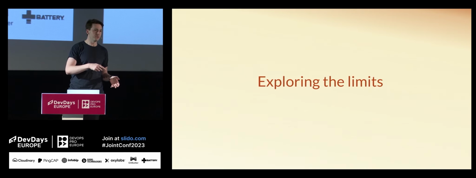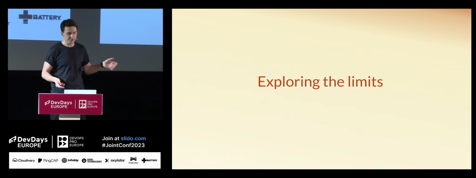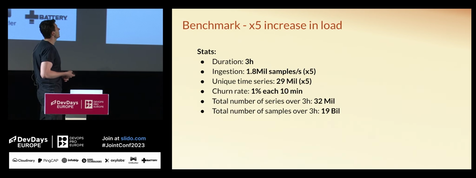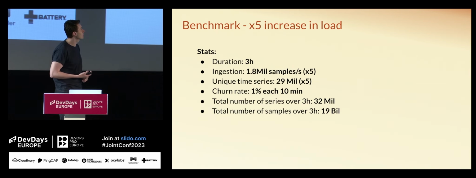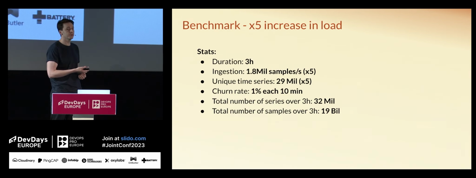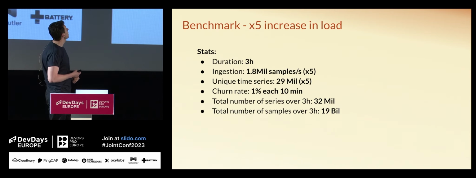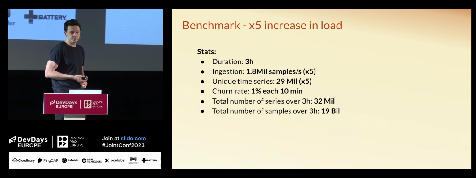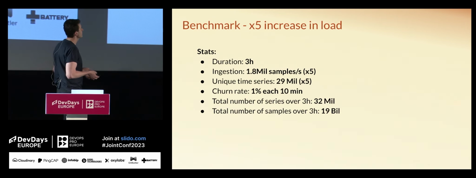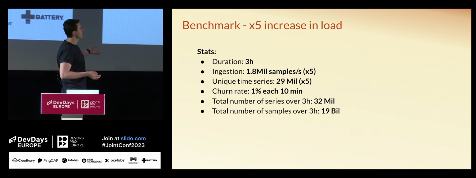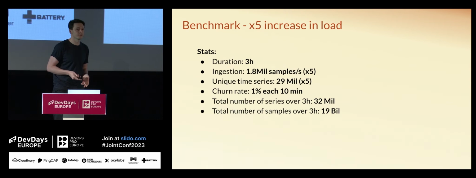We keep the same configuration, just increasing the benchmark params. So what I did, I increased the load by 5 times to 1.8 million samples per second of ingestion and up to 29 million active time series. The benchmark was held only for 3 hours. I didn't capture the rest, but only have 3 hours. Over these 3 hours of the benchmark, the total number of time series grew to 32 million, and we ingested like 19 billion data points.